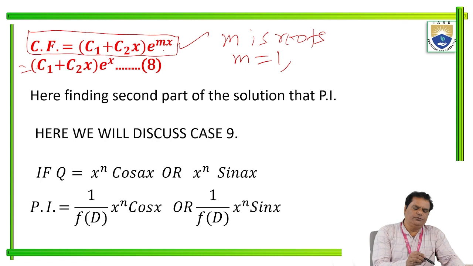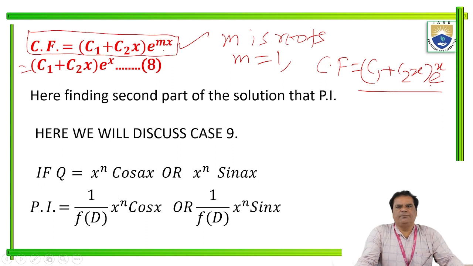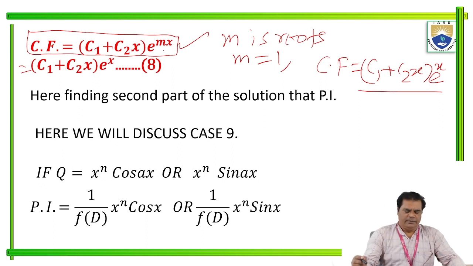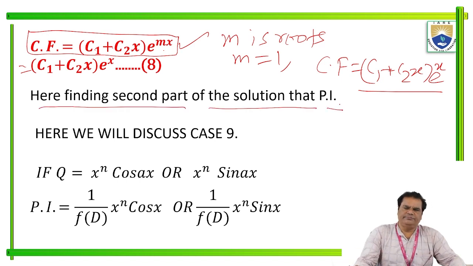CF is equal to (C1 plus C2 x) e to the power x. This is the answer. This is the complete CF, the complementary function of the given problem 1. Now finding the second part of the solution, that is PI, the particular integral.